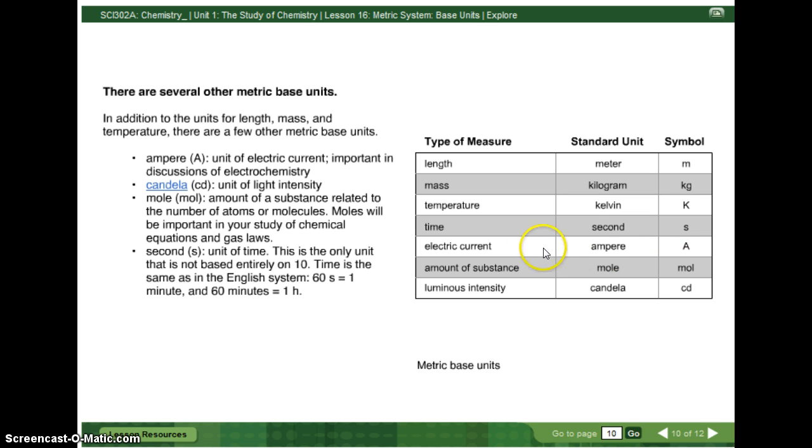Abbreviated lowercase s. I don't think we use amperes at all in chemistry this year. Moles, amount of substance, we'll get to more. Luminous intensity, but we don't really use that either. Okay, so it's the top ones that you need to make sure that you know.